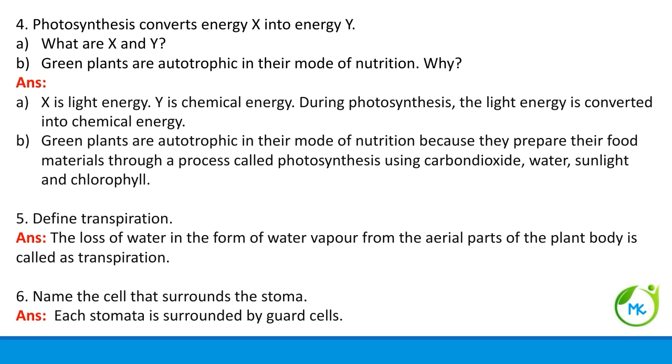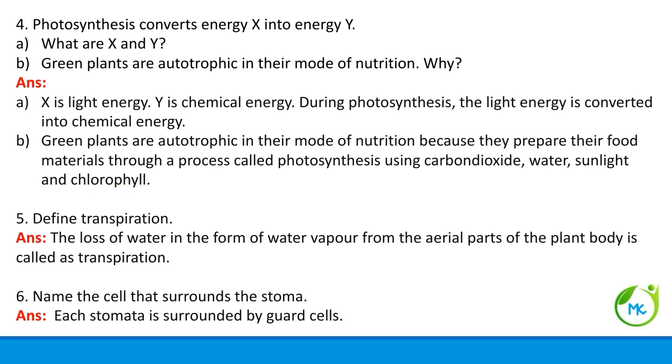The second part of the question, green plants are autotrophic in their mode of nutrition. Why? Green plants are autotrophic because the term auto refers to self or own. They are autotrophic because they prepare their own food material. So here you can add the word own. They prepare their food material through a process called photosynthesis using carbon dioxide, water, sunlight and chlorophyll.